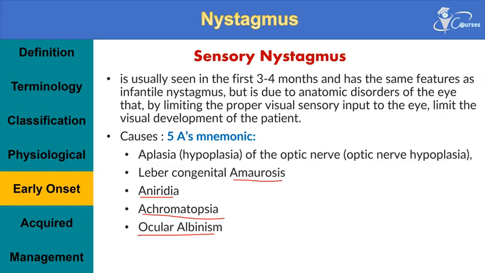But this is not an exclusive list, because it can also be caused by congenital cataract, or by ptosis, if it is complete ptosis obscuring the visual pathway. So the sensory nystagmus can be due to these reasons.